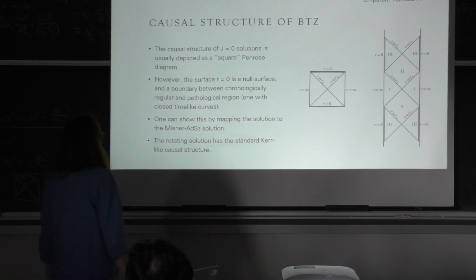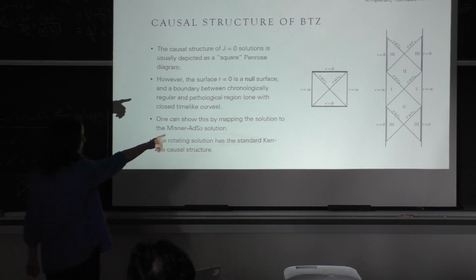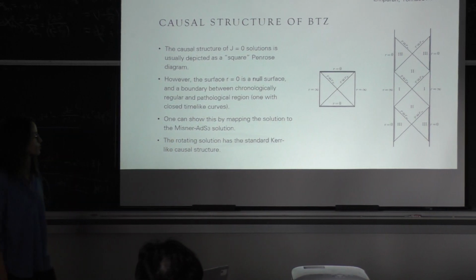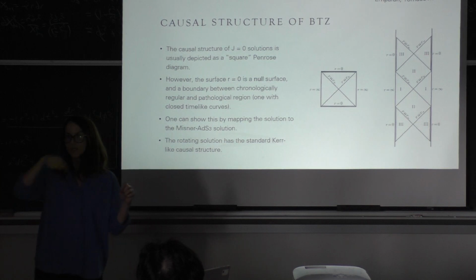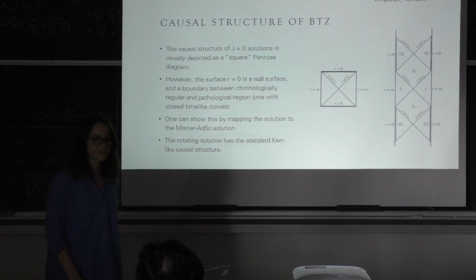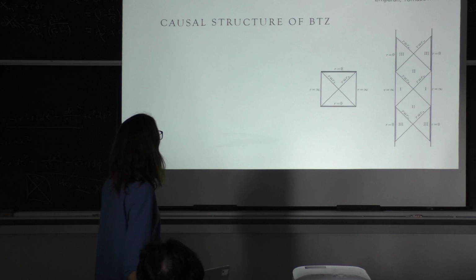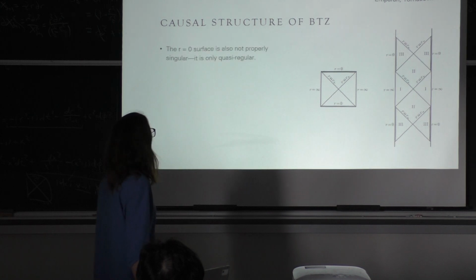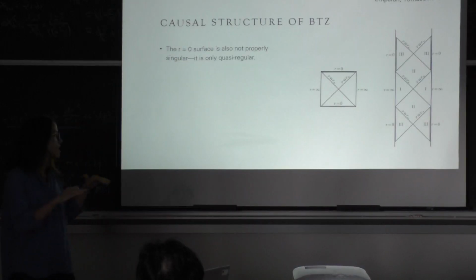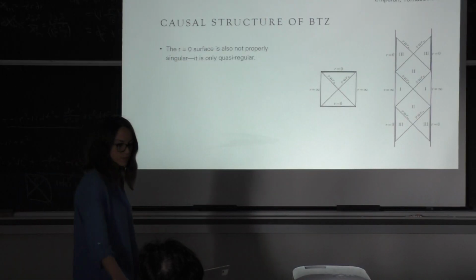Now, the one other thing that you may notice is these r equals 0 surfaces are denoted as two lines and not as wiggly lines. This is indicating that we don't really have a proper curvature singularity happening in these surfaces. In other words, this r equals 0 surface is not properly singular, it's only quasi-regular. It's a proper mathematical definition.